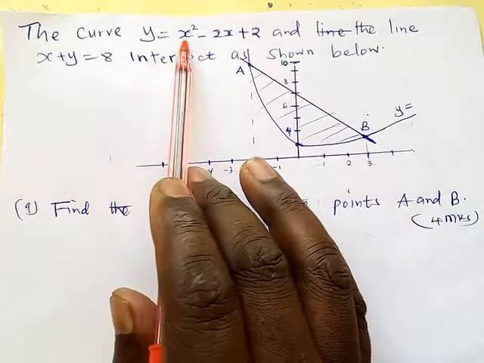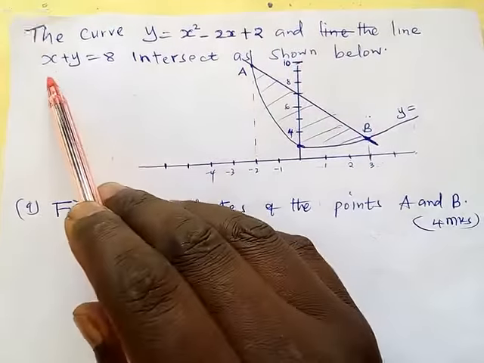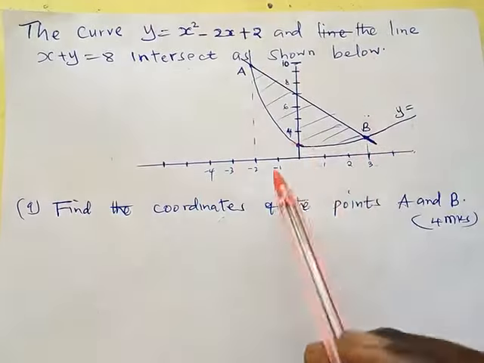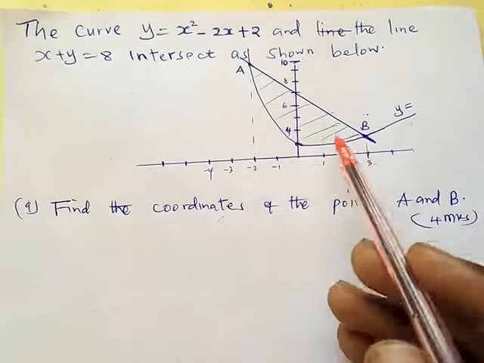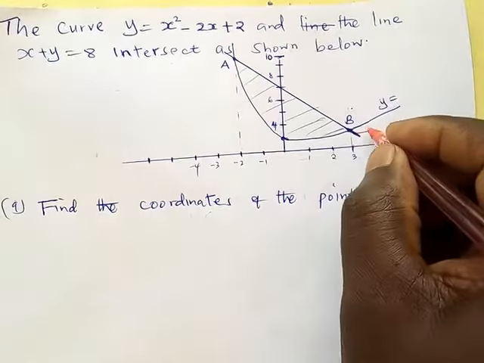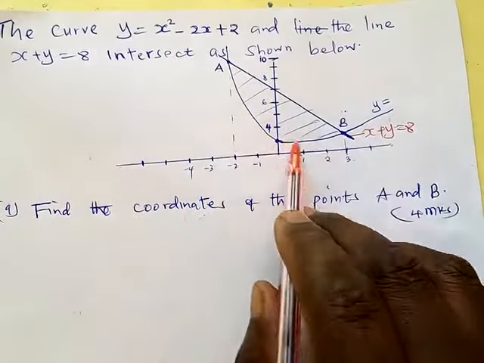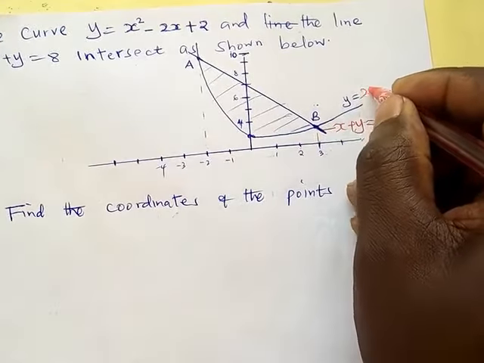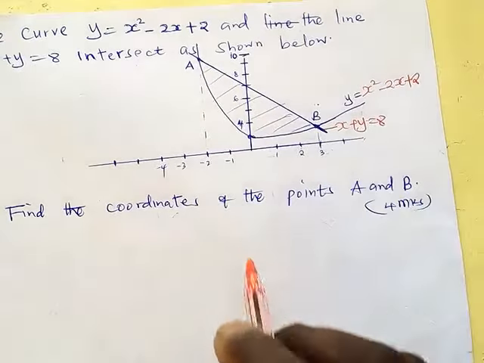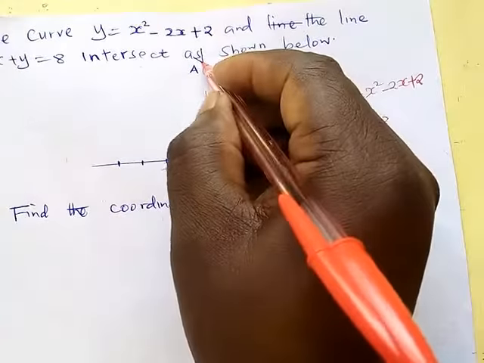The curve y equal to x squared minus 2x plus 2 and the line x plus y equal to 8 intersect as shown below. So you can look at the graph. This is the straight line with the equation x plus y equal to 8, and the curve with the equation y equal to x squared minus 2x plus 2, and that is where they are intersecting. This is point A and this is point B.